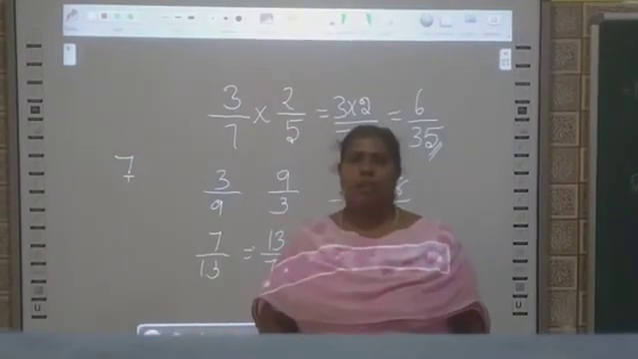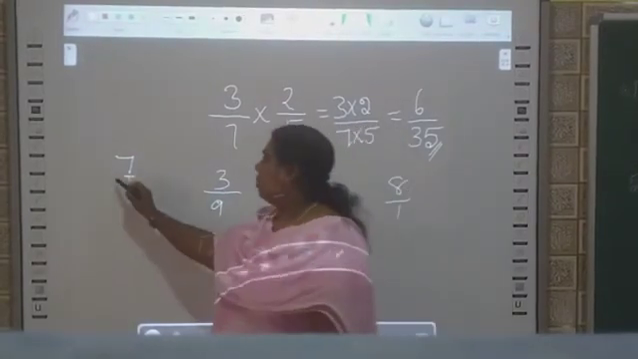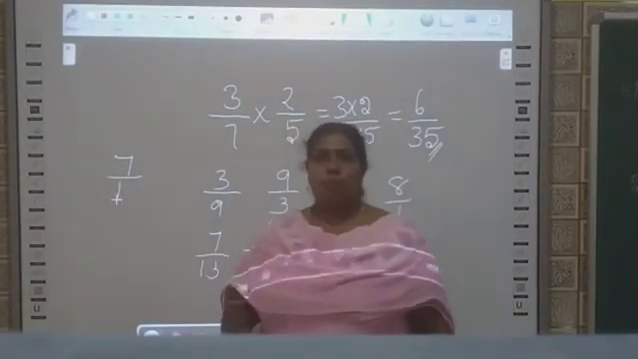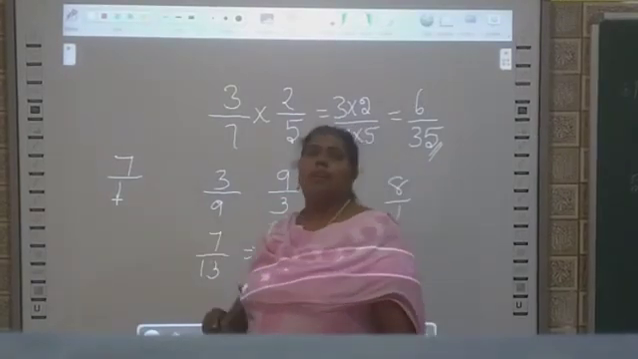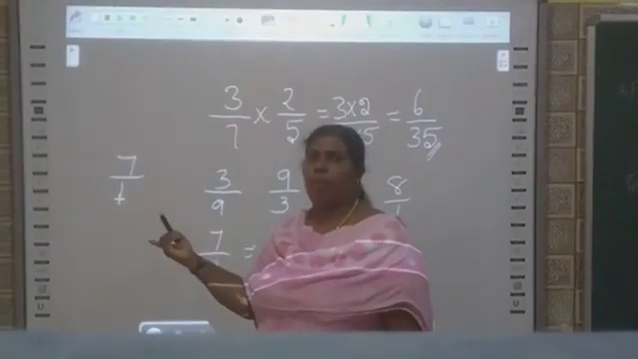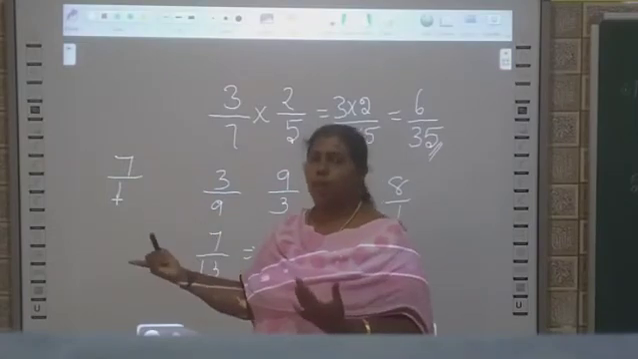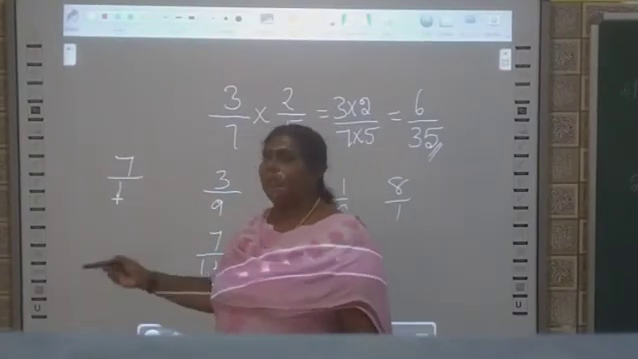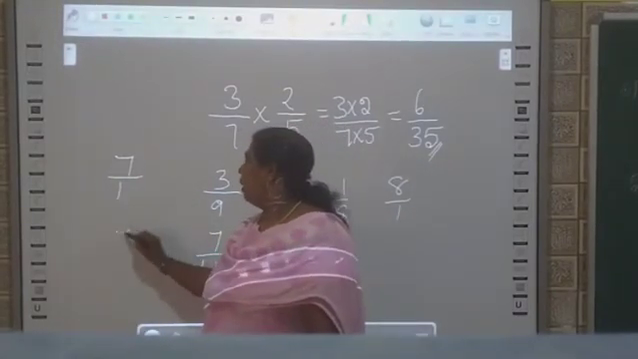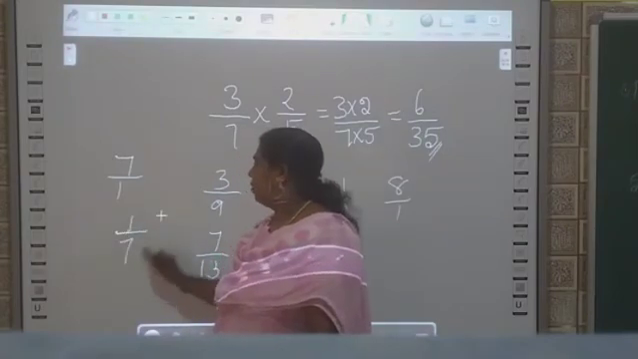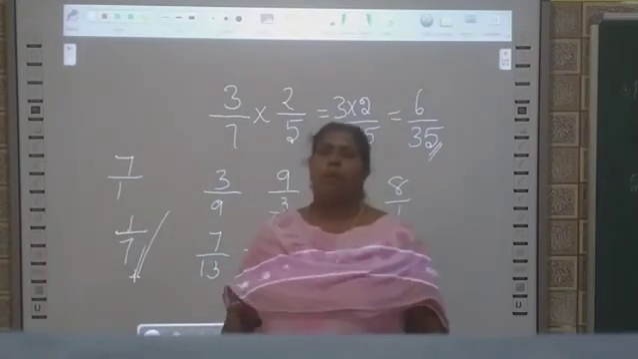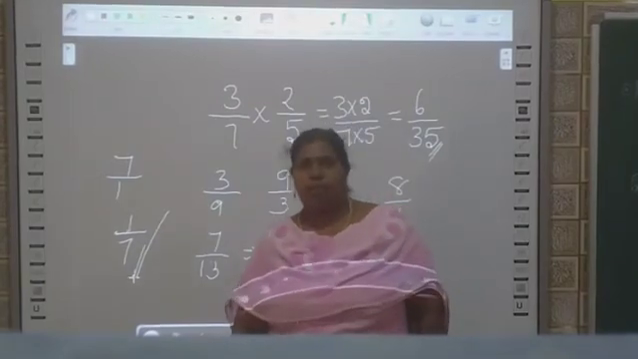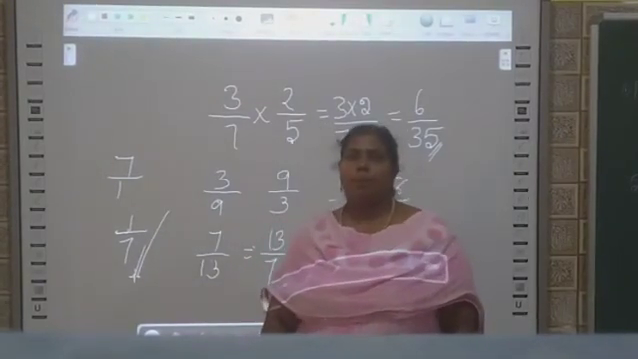The whole number, for example, 7. What is the reciprocal of this number? 7, the denominator value is 1. Now we can write the reciprocal of this fraction. That is the multiplicative inverse. The multiplicative inverse of 7 is 1 divided by 7. Reciprocal or multiplicative inverse. Do you understand, children?